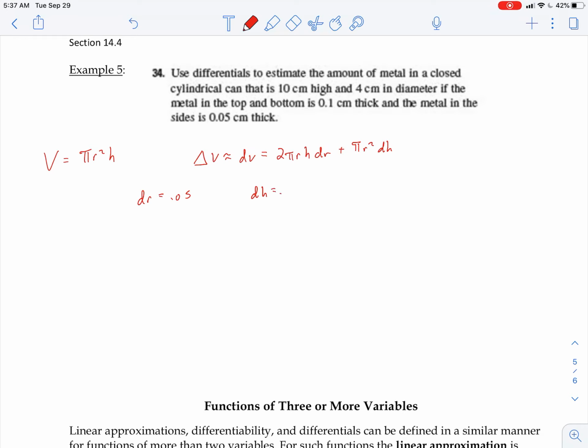And so dh is going to just equal 0.2, because the top and bottom is 0.1 centimeter thick, so you have to combine the top and bottom. Hopefully you understand where the 0.2 is coming from.